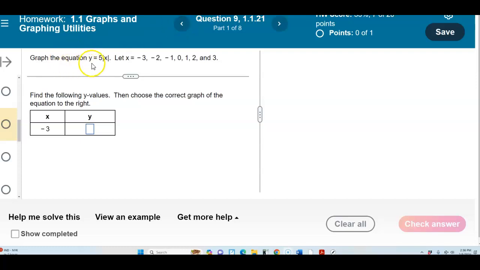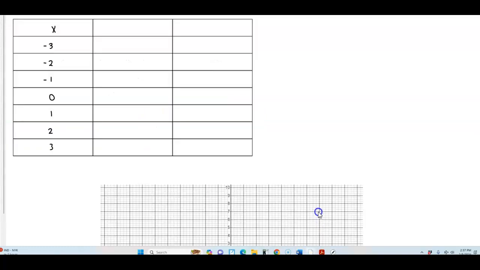Graph the equation y equals 5 times the absolute value of x, where x can equal the possible values from -3 to 3. So let's go ahead and do that. So here we know that we have our values for x, and y is going to equal 5 times the absolute value of x. We want to figure out what is that ordered pair before we figure out what the graph is.